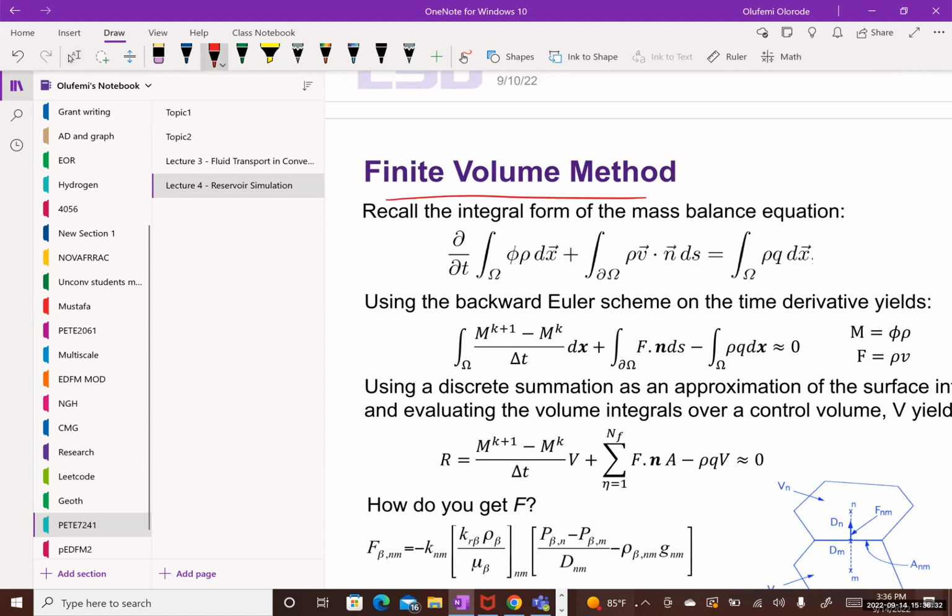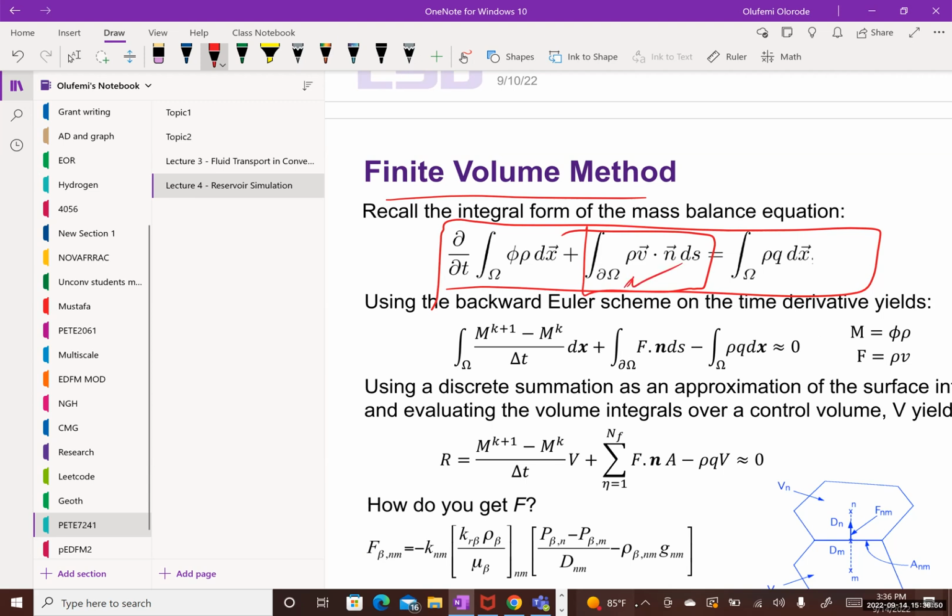Finite volume method. Integrate the equation. We already did this, right? Right on the second slide, I believe, in this chapter. Just integrate everything over the control volume. And then for the second term, use the divergence theorem. Convert from volume integral to surface integral, you get this.